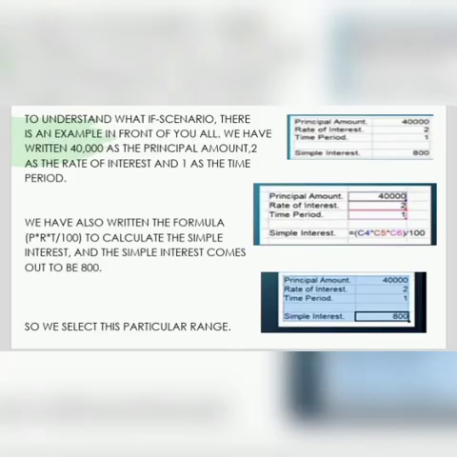To understand what-if scenario, there is an example in front of you all. We have written 4,000 as principal amount, 2 as rate of interest, and 1 as time period. We have also written the formula P multiplied by R multiplied by T divided by 100 to calculate the simple interest, and the simple interest comes to be 800. So we can select the particular range.